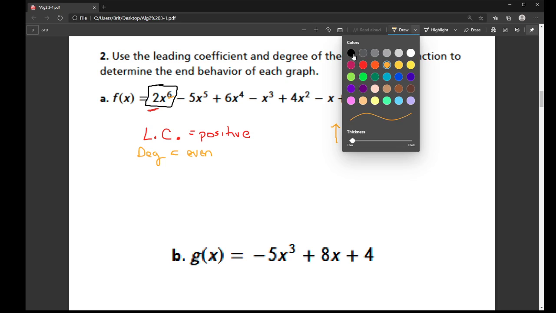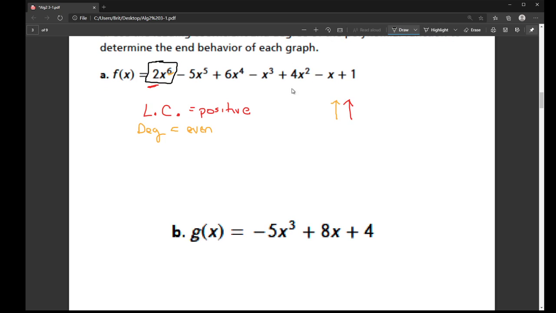Now, if I wanted to use that notation that I was showing you just a minute ago to describe it, I would say as x approaches infinity, f of x is approaching, well, this arrow is going up, so it's also approaching infinity. As x is approaching negative infinity, f of x, so as x is going to the left, f of x is also increasing, so it's also going towards positive infinity.